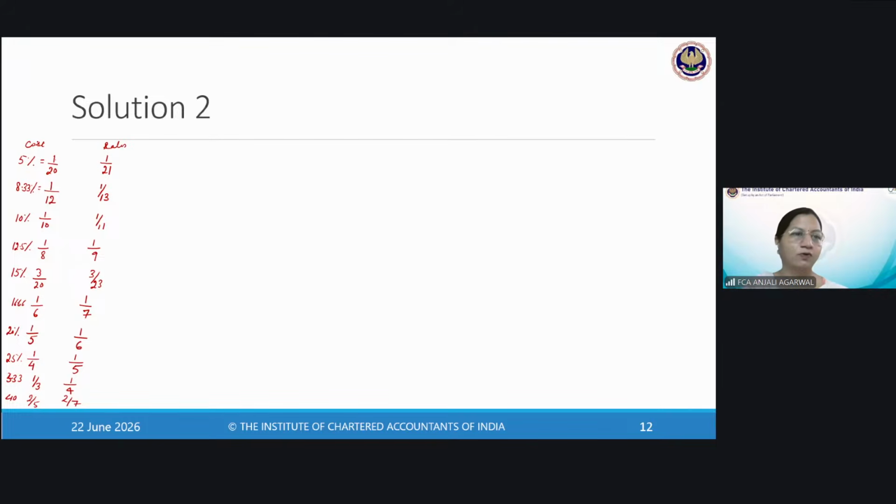Right? So if you want to go from cost to sales, add the numerator to the denominator and that becomes the new denominator. But if you want to go from sales to cost, subtract the numerator from the denominator. That becomes your new denominator. Numerator remains same. So 1 by 6 on sales is 1 by 5 on cost.